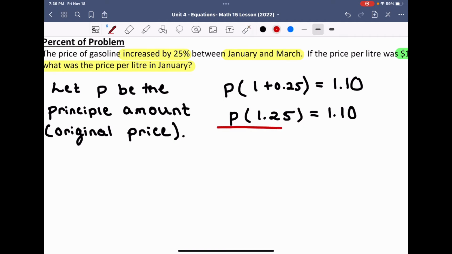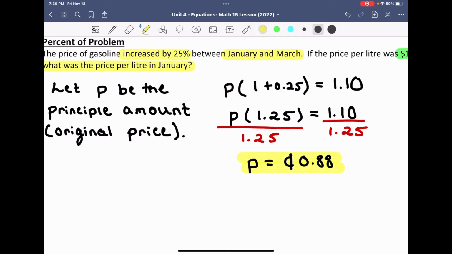Now, what do we need to do here? We need to divide away the 1.25. Divide the 1.25 from both sides. When we divide both sides by 1.25, we get P is equal to 0.88. And what is P actually representative of? It's the dollars, so I could even throw in the symbol here. We have 88 cents as the total cost that was paid in January, or the original cost here.